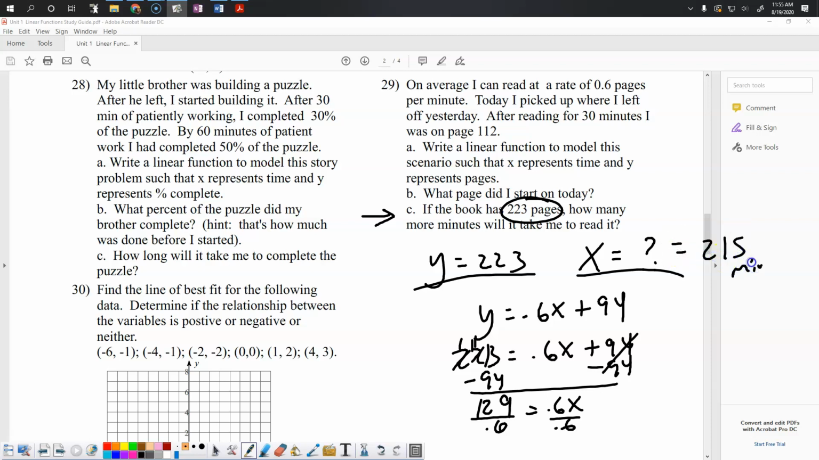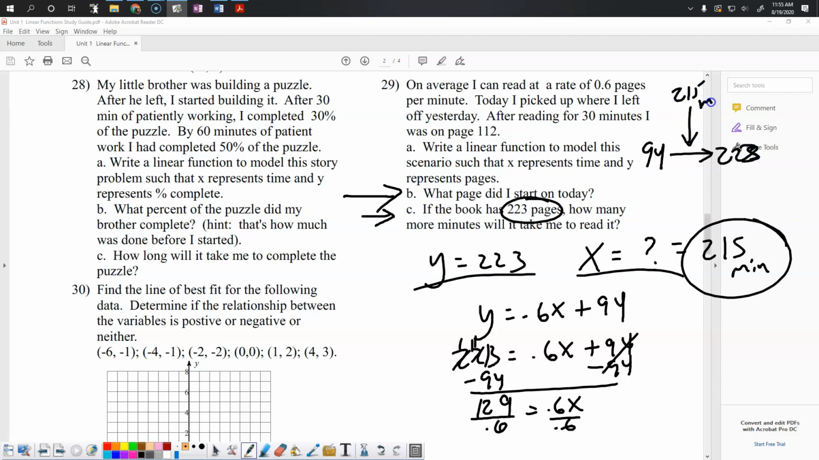And that's minutes. So it would take me 215 minutes to read to page 223. But remember, that's starting today. I started off today on part B. We started off on page 94, right? So in order for me to get from page 94 up to page 223, then that will take me 215 minutes today to read it. Okay, so that's what that means.